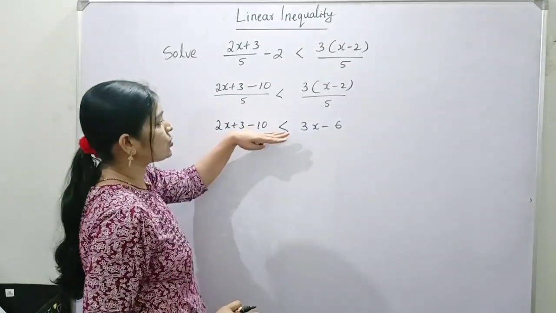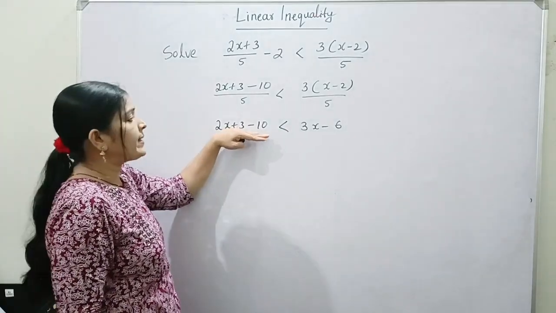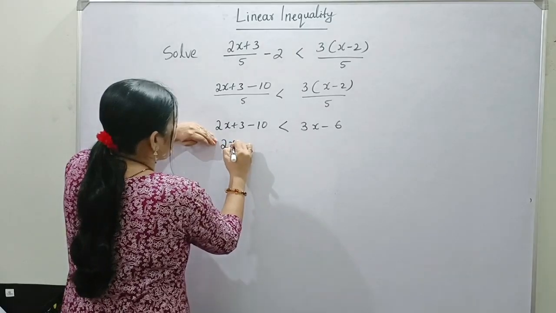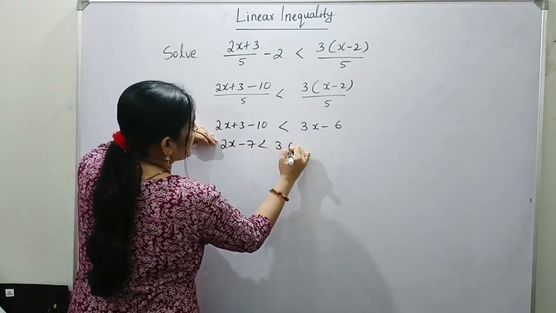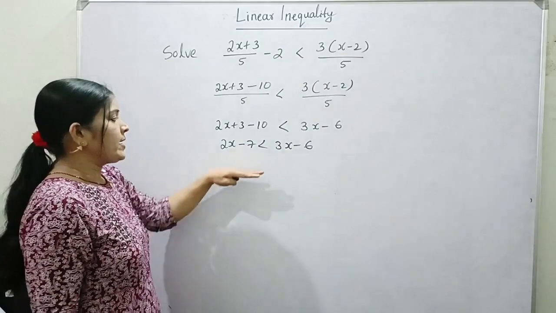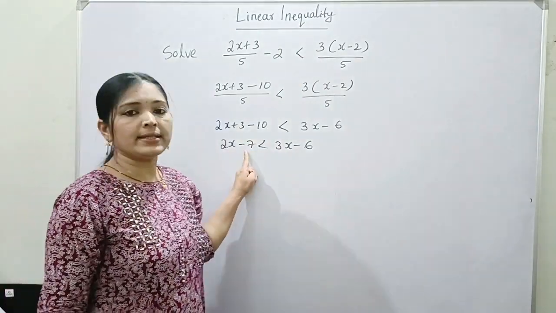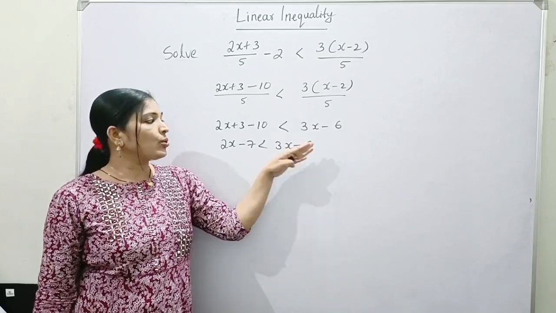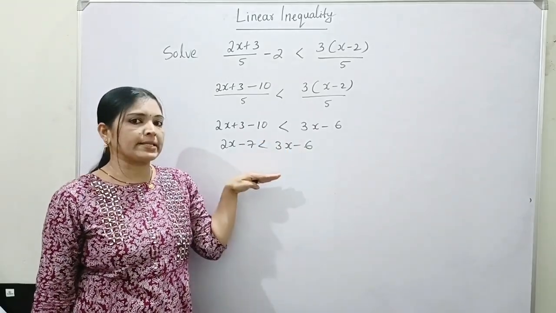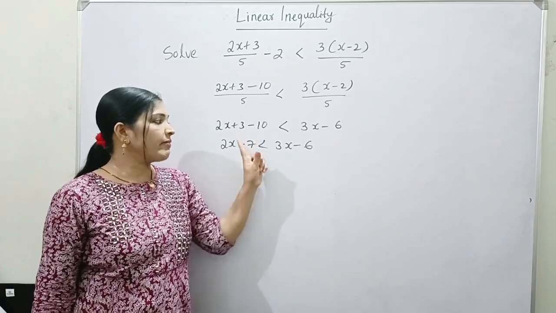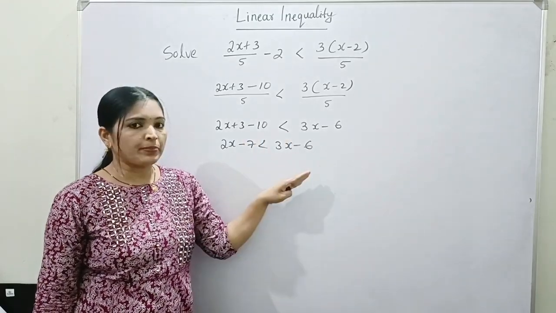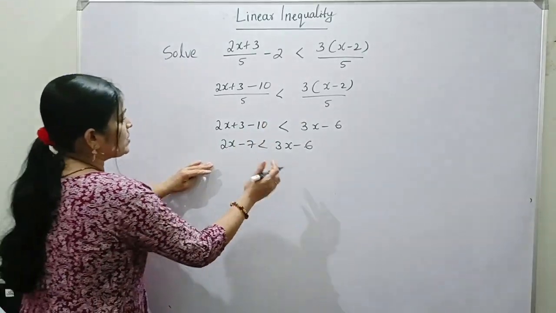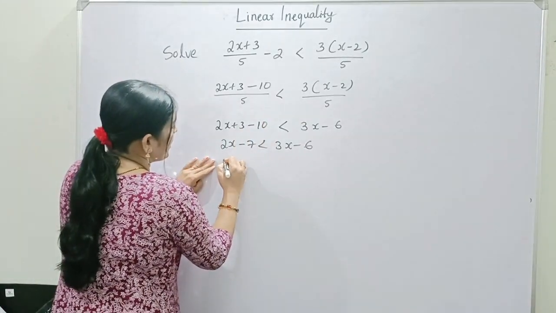Okay. Then next step is cancelling this minus 10. 2x plus 3 minus 10 is 2x minus 7, less than 3x minus 6. See here, next we will cancel this minus 7 by adding 7 on both sides. So write next step, skip that step. Writing plus 7 on both sides, skip that step and write another step. So here directly go to next step, 2x.